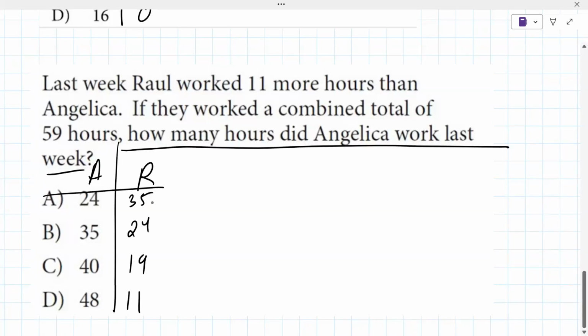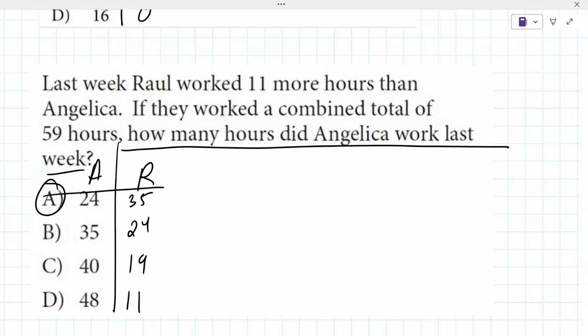I'll let you read the question, and maybe you can tell me the answer with this table. It would be A. Good. All right.